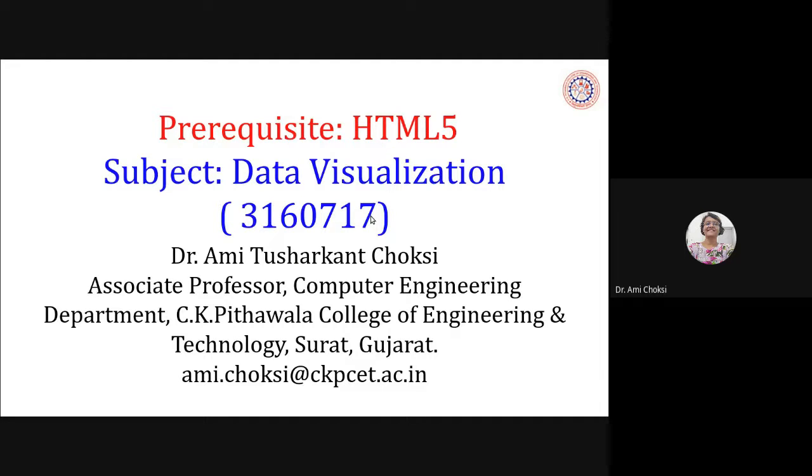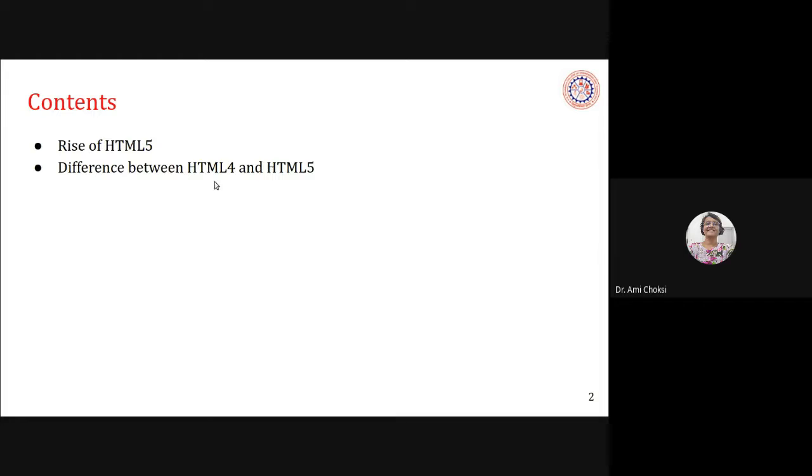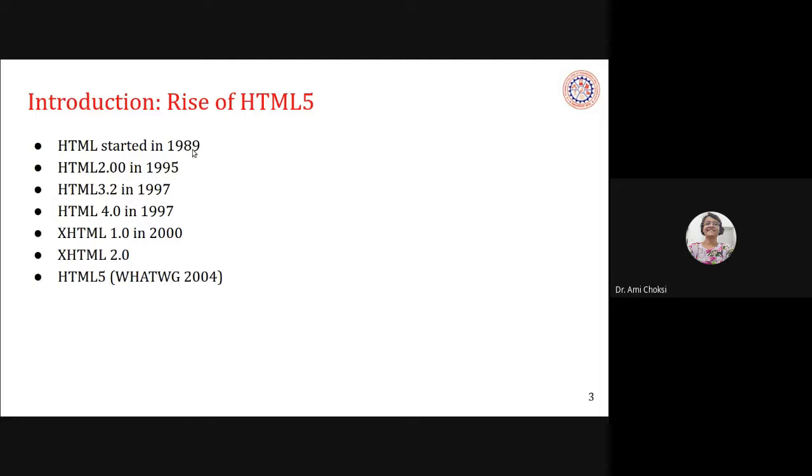In our subject 3160717, we are learning HTML5. Actually, it is a prerequisite and some of the things are there in our syllabus also, right? So let us see about that. What we want to see here is the rise of HTML5 and the difference between HTML4 and HTML5. In previous lectures, we have seen HTML4 as well as CSS, right? So let us see the rise of HTML5.